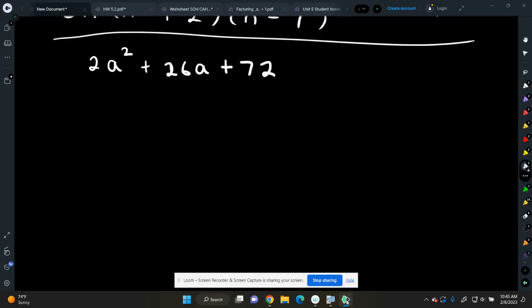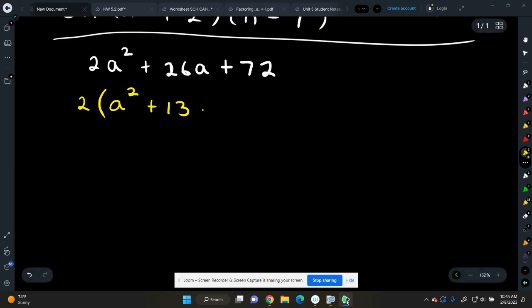Okay, let's do it together. Is there a greatest common factor? 2. Yeah, let's take a 2 out. And Riley, when I take a 2 out, what am I left with? 13a plus 36. Good. Okay, everybody okay with that? How do you get that? 72 divided by 2 is 36.